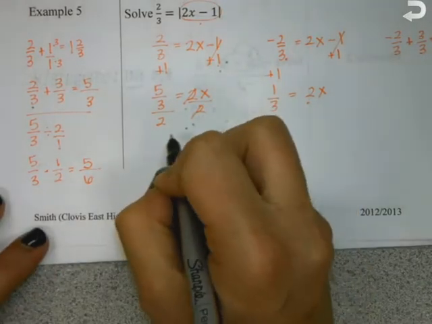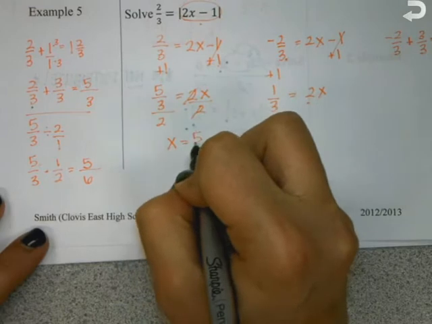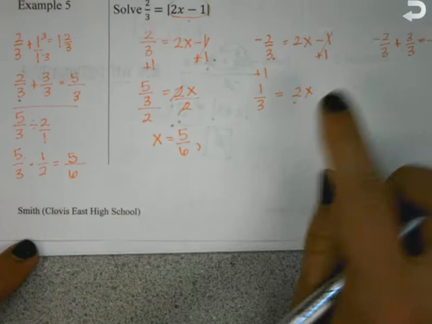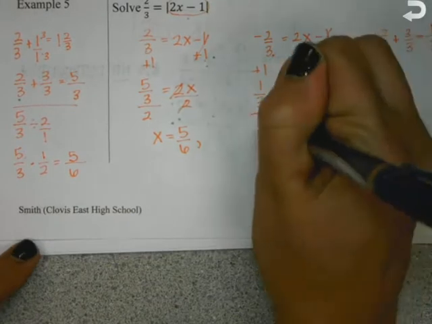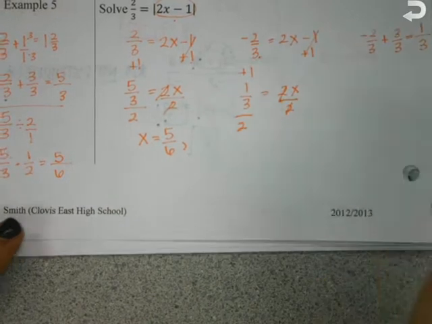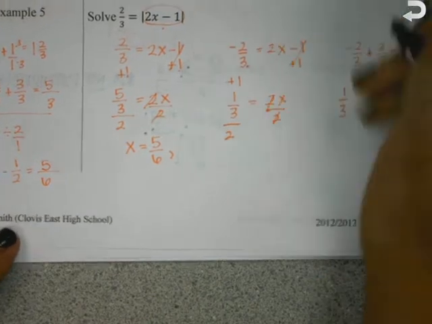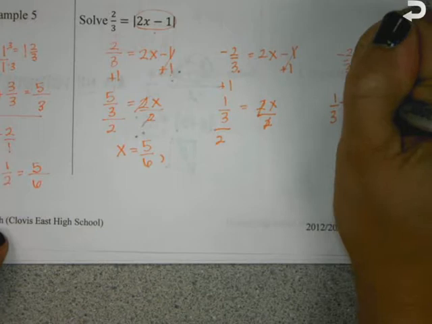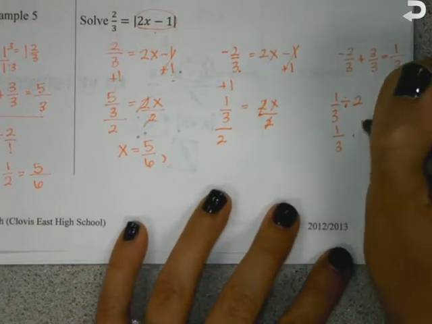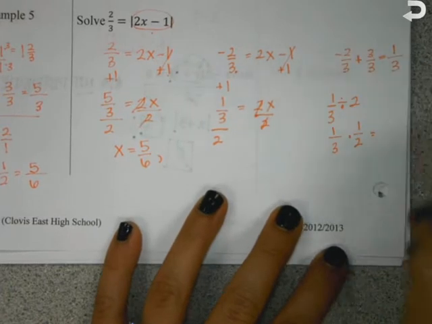And I'm going to do the same thing on the right-hand side. Divide both sides by 2. Cancel. And this is 1/3 divided by 2, which is the same as 1/3 times 1/2. So that's equal to 1/6. So my 2 answers here are 5 over 6 and 1 over 6.